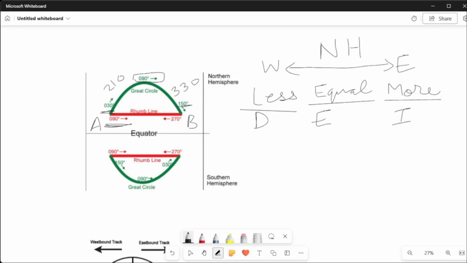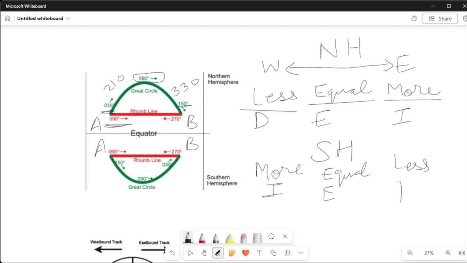Now, if we come to the southern hemisphere, as we can see in the illustration, the initial rhumb line track, let's say again we're traveling from A to B, is 090. Initial great circle track will be more, or increasing, than your rhumb line track, that is 110. In the middle, it will be the mean or parallel or equal, and towards the end, it will be less or decreasing.